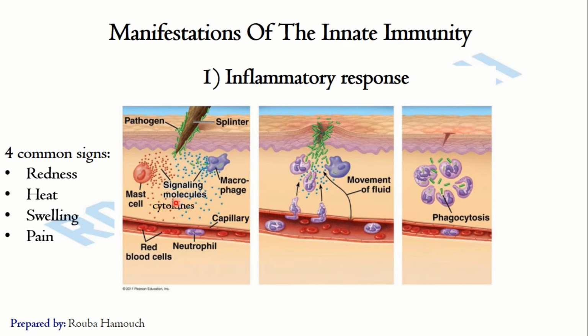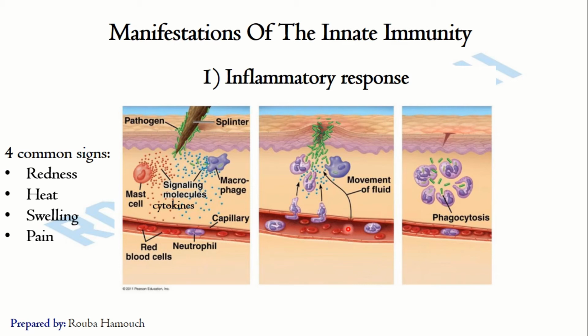The cytokines will attract the phagocytes. We talk about chemotactism. So the cytokines are chemotactic. They attract phagocytes to the infected site. Now the movement of the phagocytes from the blood vessel to the infected tissue is called diapedesis.